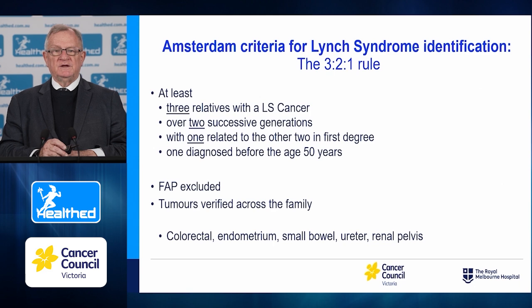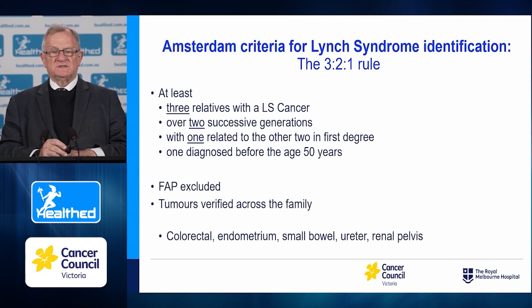So if we have 3 relatives with a Lynch syndrome cancer, and you will have seen those cancers in the previous slides, over 2 successive generations, here we see the autosomal dominant pattern, with one related to the other 2 in first degree, so it's a cluster of these 3 relatives, and at least one diagnosed under the age of 50, that's the Amsterdam criteria. And if you have that, then you've got at least a 50% chance of finding Lynch syndrome through appropriate germline testing as responsible for the cancers occurring.